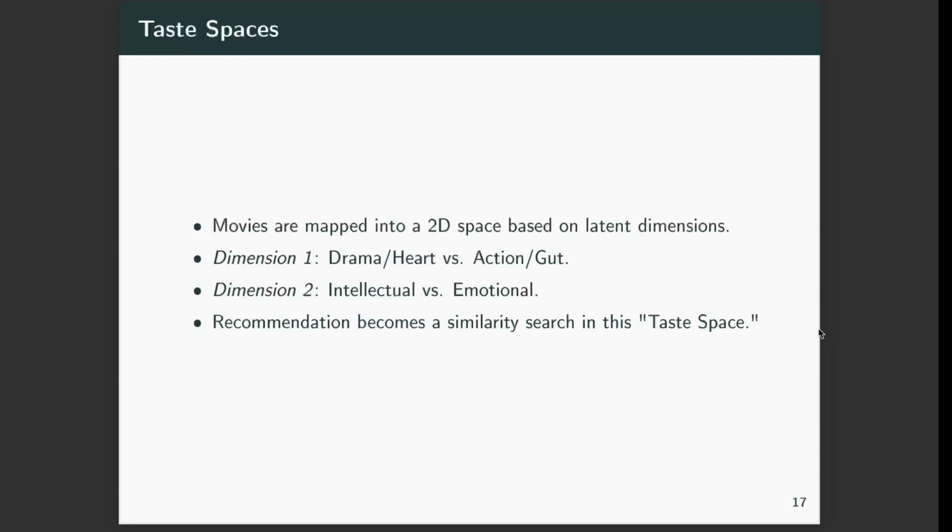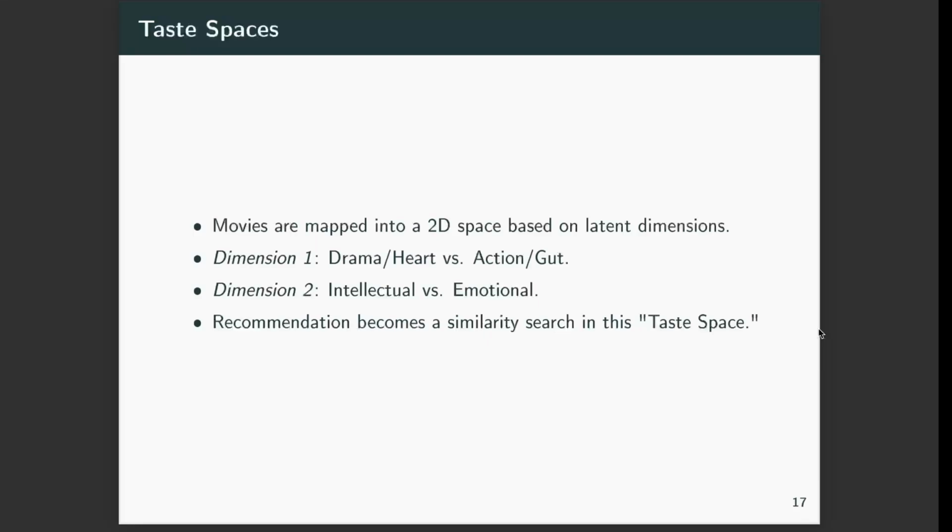In this two-dimensional taste space, each movie is a point. Each user can also be represented as a point, based on the kinds of movies they have historically rated highly. Recommendation then becomes a geometric problem. Find the movies that are closest to a given user's position in taste space. If a user is located in the intellectual region, recommend the movies clustered in that region. This is what Netflix, Spotify, and Amazon are doing when they say, because you watched X, we recommend Y.